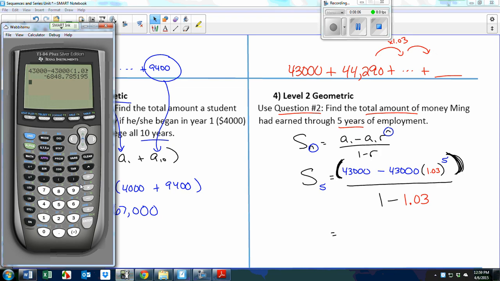1 minus. You can type that, and if that's what you want to do, you got to open a parentheses, 1 minus 1.03, and close it. If you don't, you'll still miss this question. I personally wouldn't do that. Personally, I would just do a little mental math. What is 1 minus 1.03? Negative 0.03. But either way, you get the answer. 228,000.